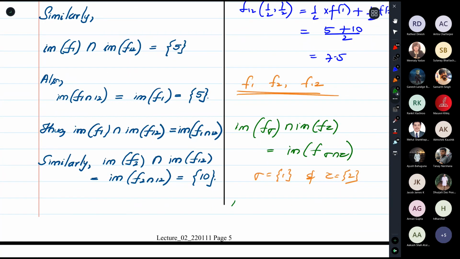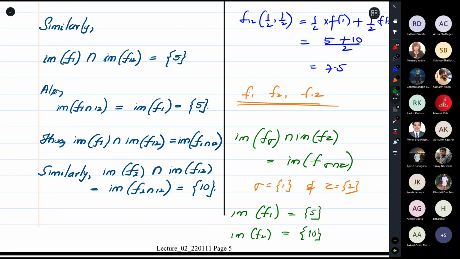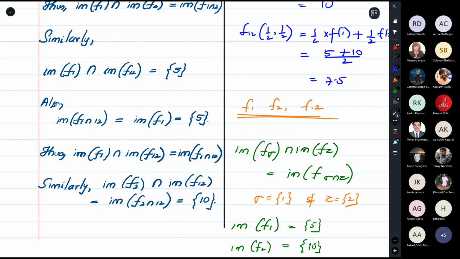So what is the image of f sub 1? Can one of you tell me what is the image of f sub 1? Please volunteer. What is image of f sub 1? It's just the singleton 5. Okay, and what about image of f sub 2? What is it? Singleton 10. Very good. Okay, so this is the image of f sub 1 and image of f sub 2.